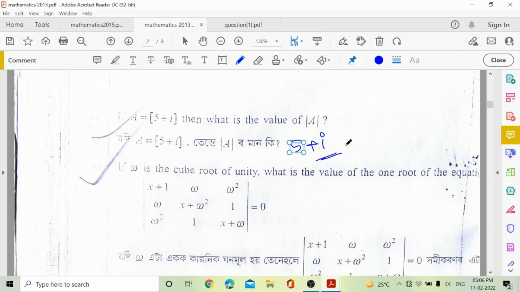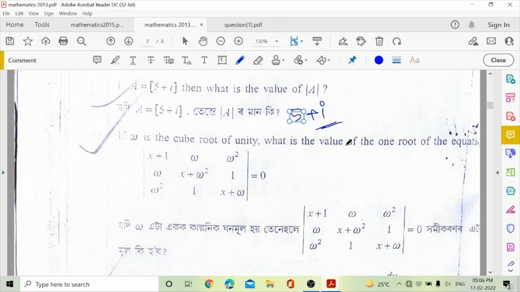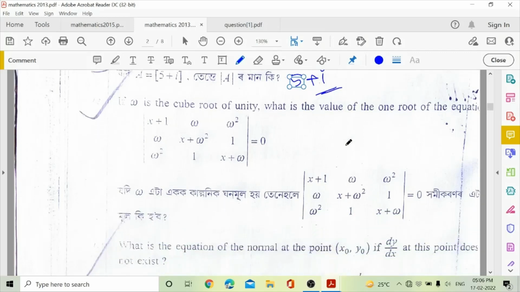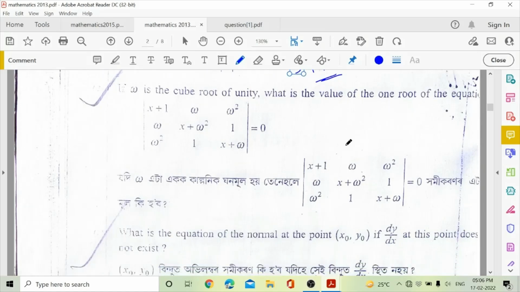Correct? So next one. What is given here? Omega is the cube root of unity. So what is the condition for a cube root? If omega is a cube root of 1, that means we have omega cube is equal to 1, and the next one is 1 plus omega plus omega square equal to 0. Am I correct? So these two conditions are satisfied by omega here in this case.